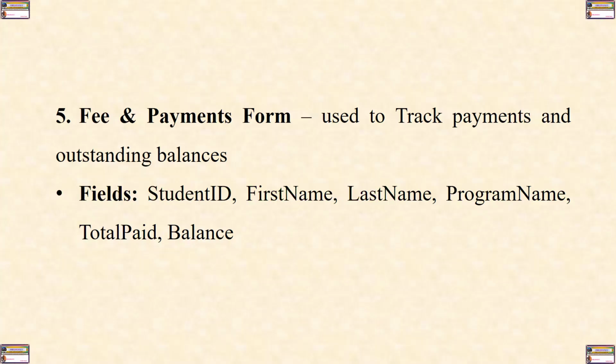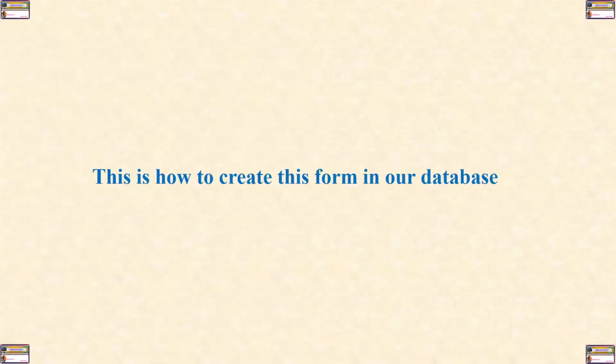Total paid is from the programs table also, or fees table, and balance. Balance is from a query. Total paid is from a query. In fact, it's not from a table. So we have student ID, first name and last name from the students table. We have program name from the programs table, but we have total paid and balance from queries. Total paid from the total paid query, balance from the balances query. So how do we create that?